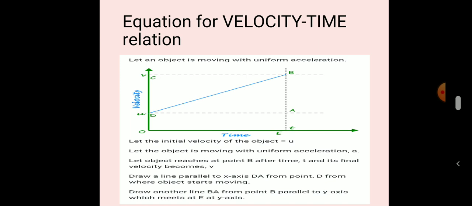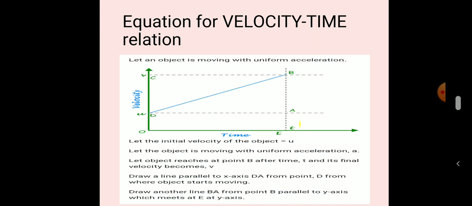With this, we have drawn a line dA parallel to the x-axis from point D, from where the object starts moving, as well as another line BA from point B parallel to the y-axis, which meets the x-axis at E. From this graph, we can say that OA is equal to time, as well as we can say BE is equal to AB plus AE. See, this BE is the sum of BA and AE.